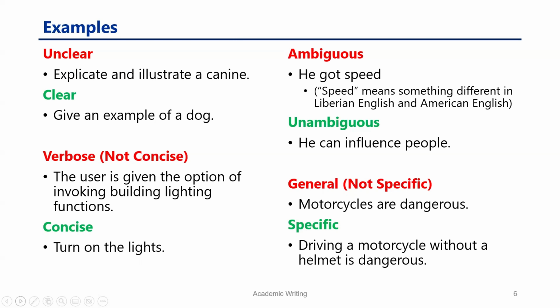An example of being unclear is explicate and illustrate a canine. Those are very big words, and not everyone may understand what that means. So, how do we say that clearly? How about give an example of a dog?